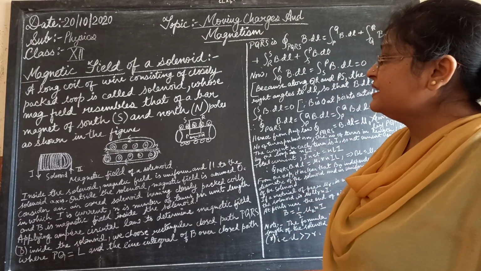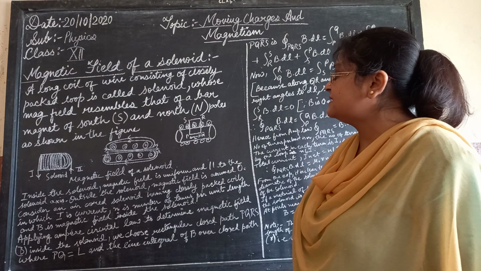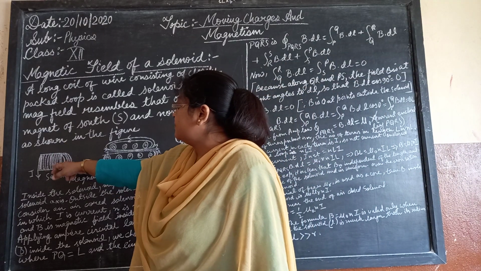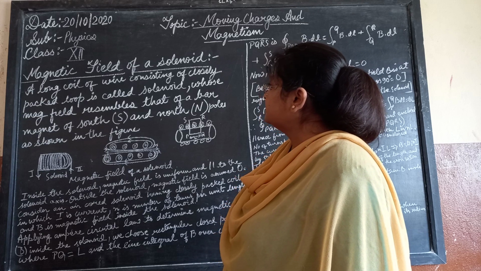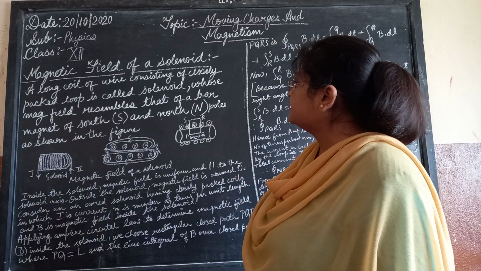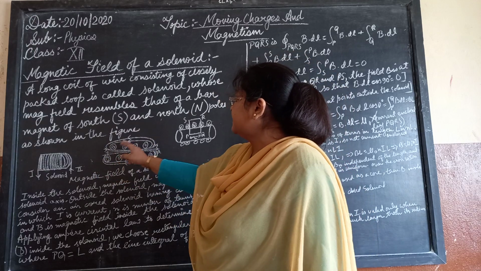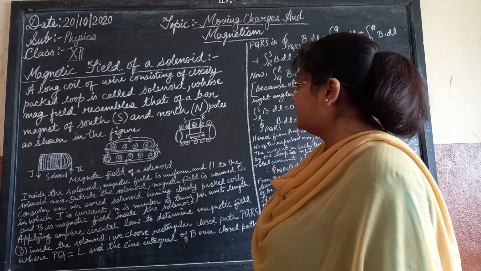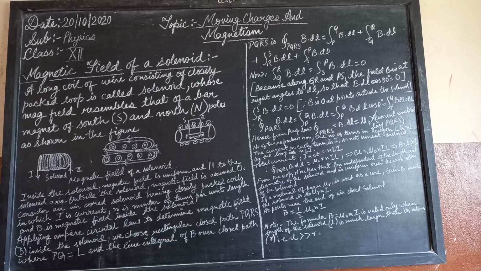Its magnetic field resembles that of a bar magnet with south S and north N pole, as shown in the figure. This is a solenoid, the coils are wound around. There is a long coil of wire consisting of closely packed loops forming a solenoid here. This is the magnetic field going round here, and PQRS is the rectangular closed path we are considering.